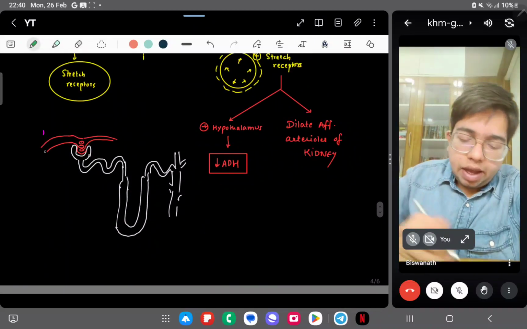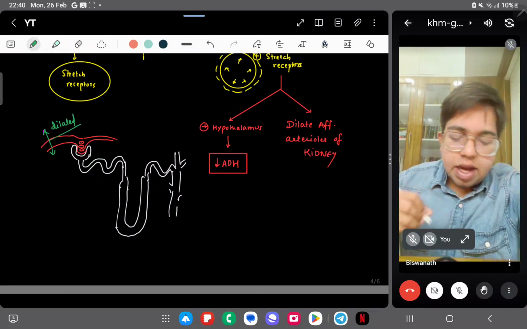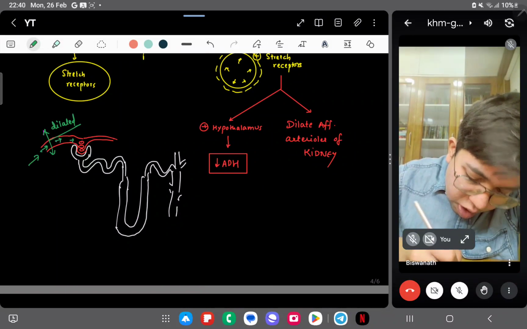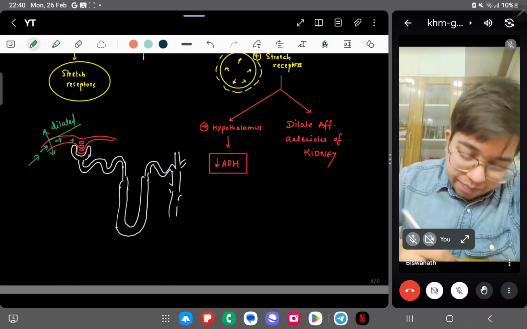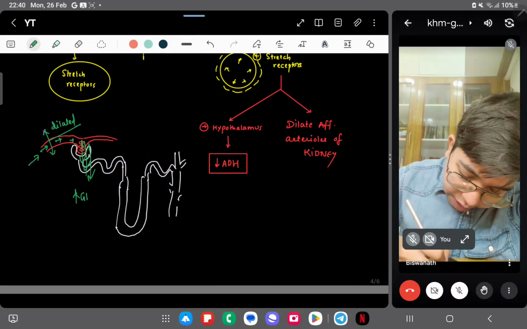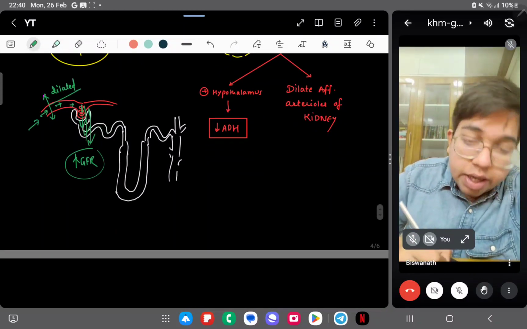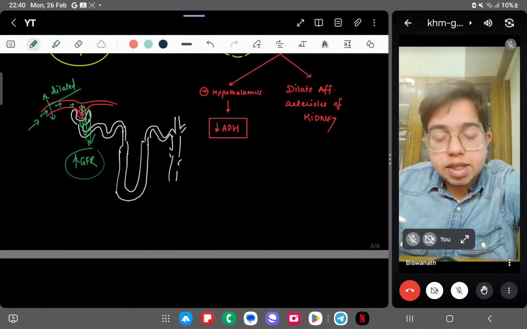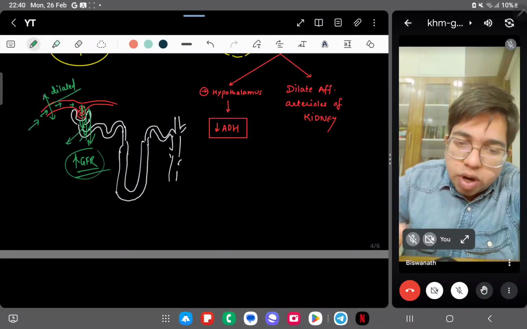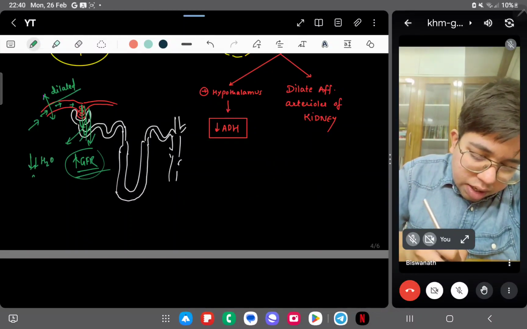Let's say if this afferent arteriole is dilated, then there will be increased flow of fluid. There will be increased filtration, so there will be increased glomerular filtration rate. If this GFR is increased, there will be decreased water reabsorption. If there is more filtration, then decreased water reabsorption.